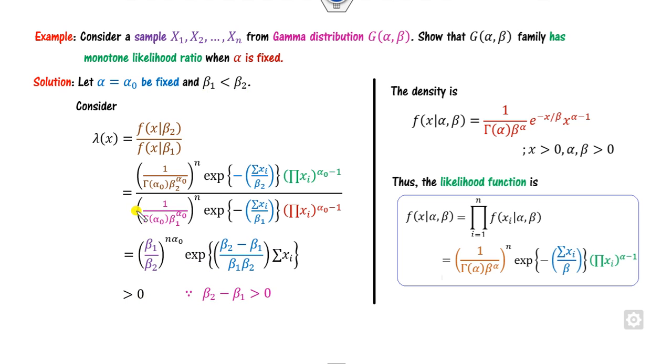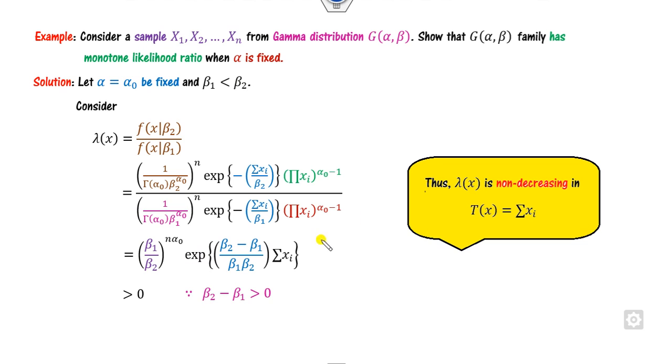So what is the meaning of that? It satisfies the monotone likelihood ratio. The function of the x is the summation of xi's. Hence the gamma family for the fixed parameter of alpha has a monotone likelihood ratio.